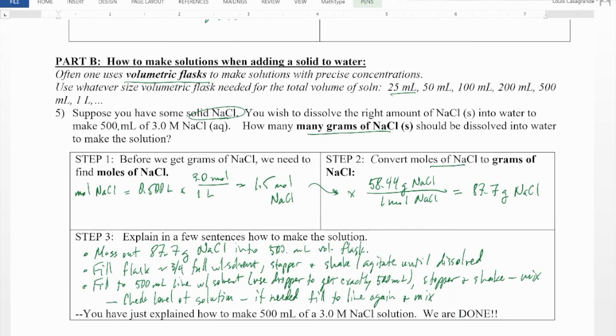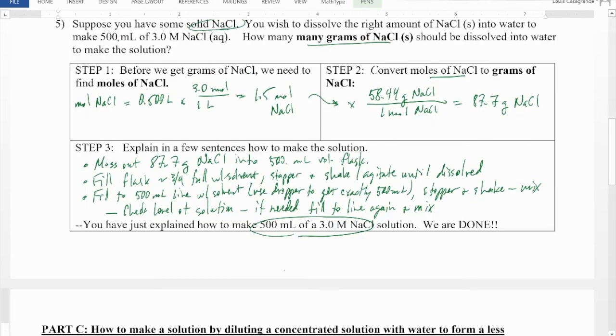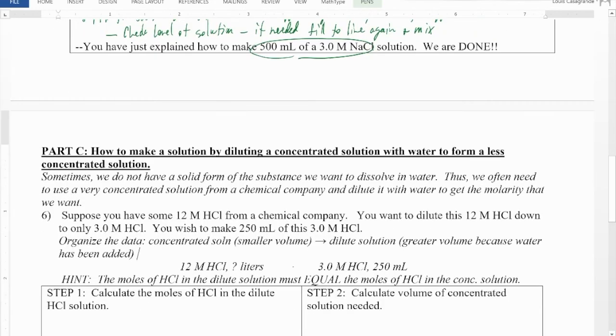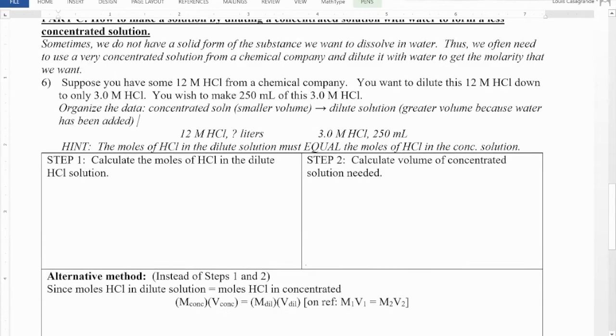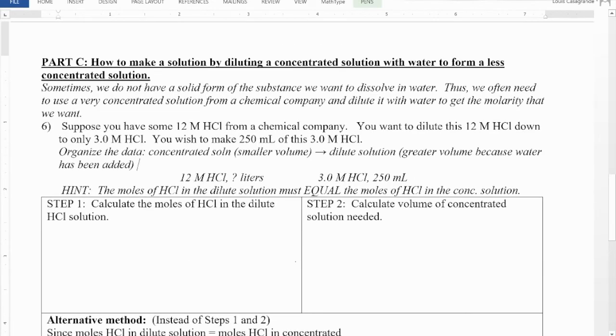So finally, we now have 500 milliliters of the 3.0 molar NaCl solution, and we're done. So that's what to do if you have a solid solute. We don't always have solid solutes. Sometimes we have something already dissolved, and that concentrated solution is called a stock solution.